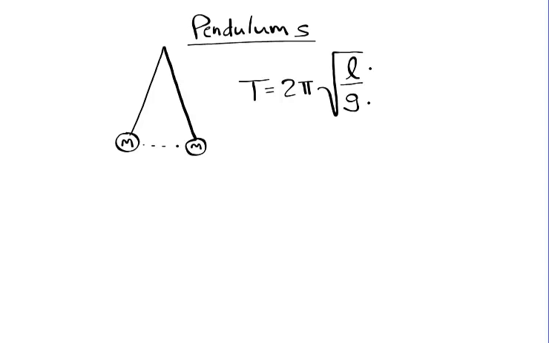If you were to change gravity by doing something like taking your pendulum to the top of the tallest mountain, you would actually see that it swings a little slower. And if you had a clock based on this pendulum, it would start to lose time.